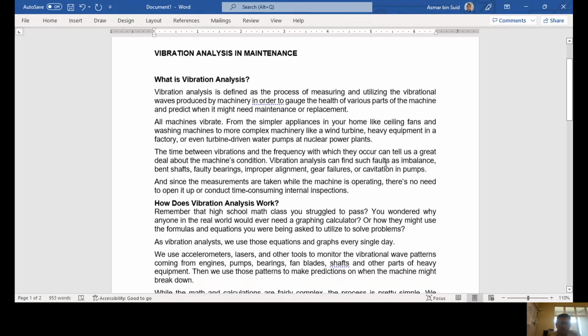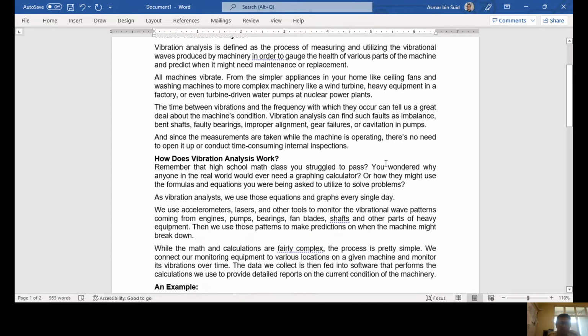So how does vibration analysis work? Remember that high school math class you struggled to pass. You wondered why anyone in the real world would ever need a graphing calculator, or how they might use the formulas and equations you were asked to utilize to solve problems in the real world. As vibration analysts, we use those equations and graphs every single day. We have to determine what the readings are that are shown by the equation or the graph that we get from the vibration analysis.